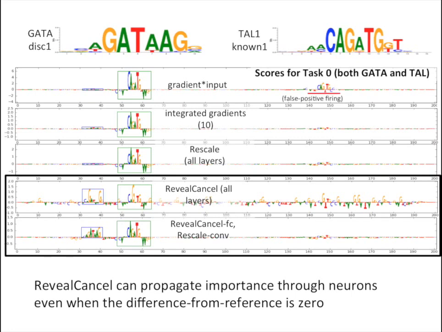Now, turning our attention to the rest of the sequence, the red underline shown is an accidental false positive match to the tal motif. Instead of CAG-ATG, it is CAG-TTG. That is, the second A is replaced by a T. Consistent with the results on the previous slide, we see that gradient times input assigns a lot of importance to this match, while the other methods are a lot less enthusiastic about it.